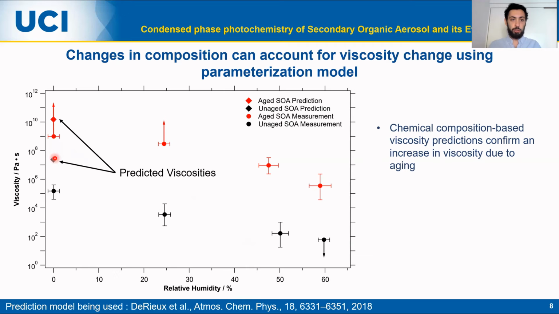But the important thing here is that there's a relative increase between the unaged and aged sample. So even the prediction sees an increase of about 3 orders of magnitude. And so from this, we can say that this change in viscosity that we're seeing is because of this chemical change, because the parameterization is also seeing a similar effect, at least by 3 orders of magnitude.